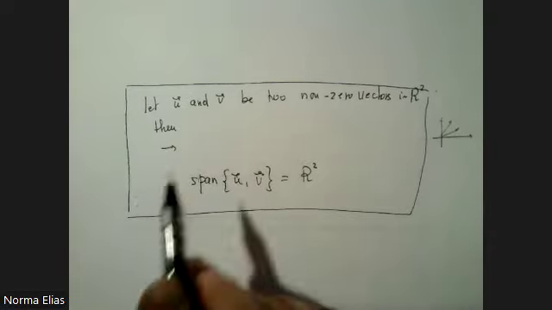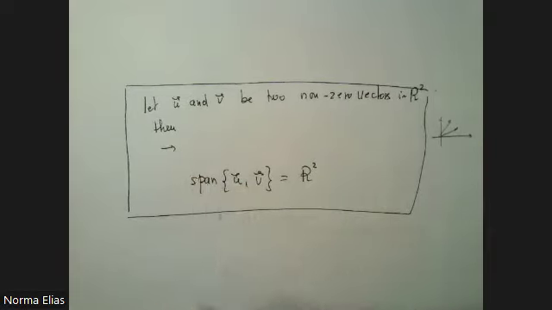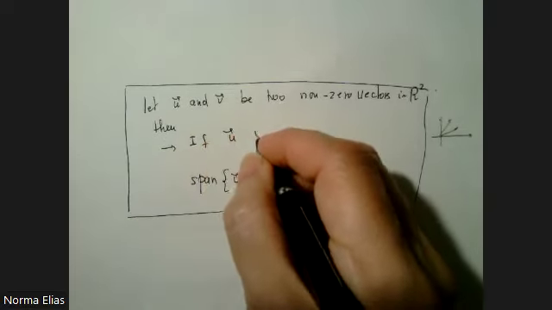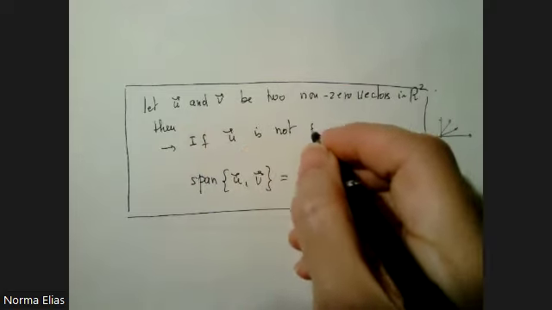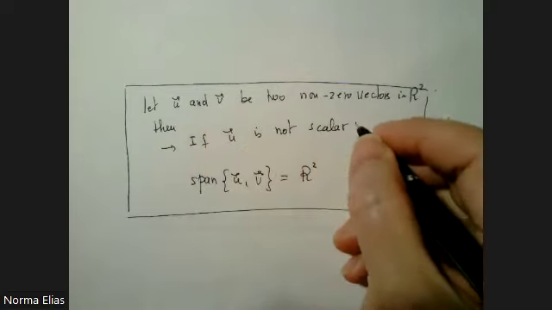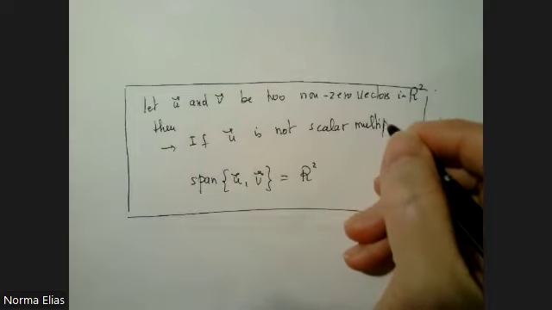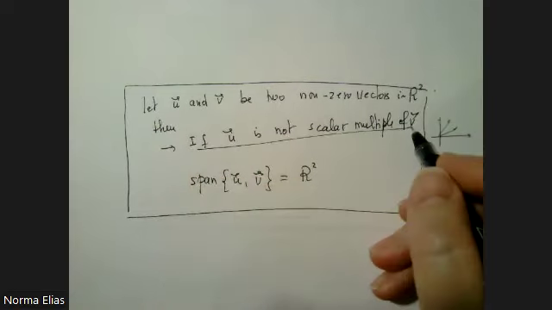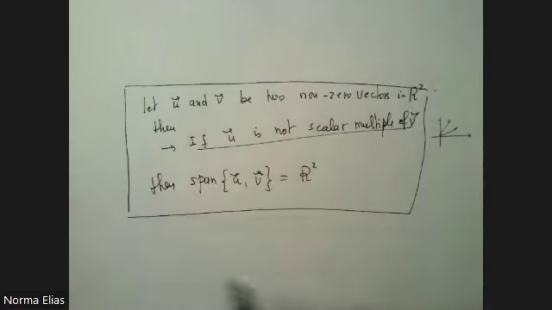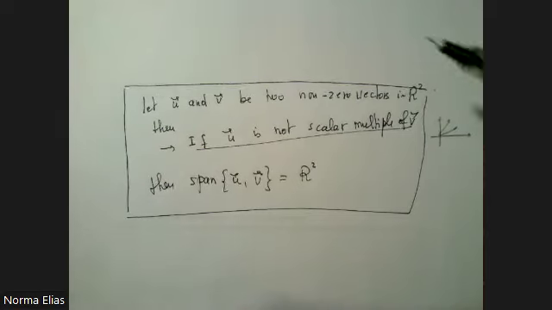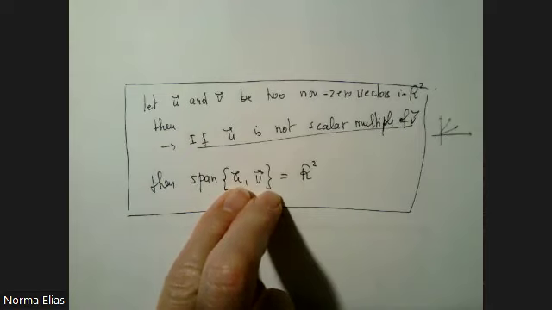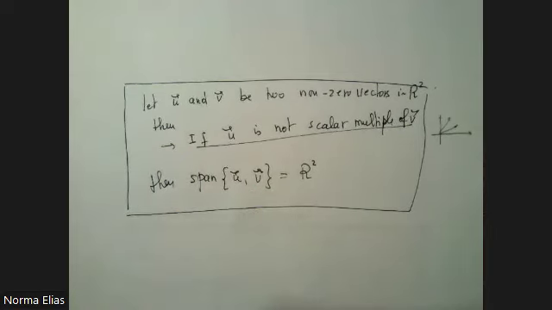Let me finalize this. Okay, then let U and V be 2 non-zero vectors. Then if U is not a scalar multiple of V, then the span is equal to R2. Exactly. So we got the span. Everything in R2 is a combination of those, as long as those 2 vectors are not a scalar multiple of each other.